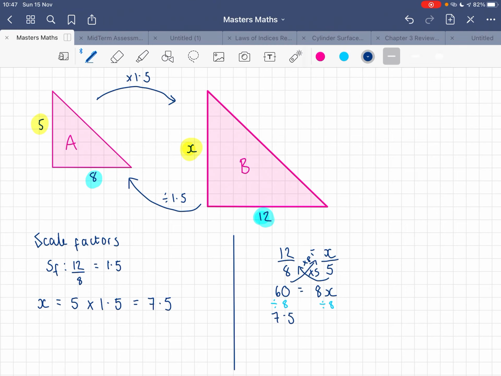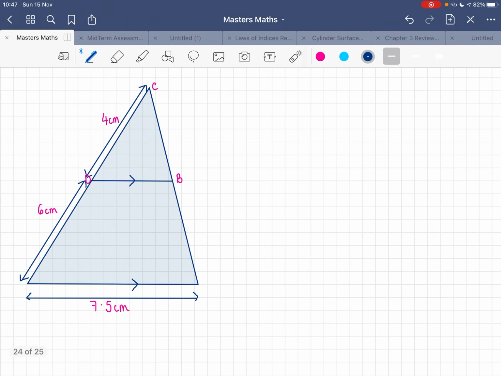60 divided by 8 is 7.5. So we get the same answer as before. X is 7.5. Okay? Like I say, the second method this way with the fractions holds up a little bit better depending on how difficult the question gets. So let's keep going.